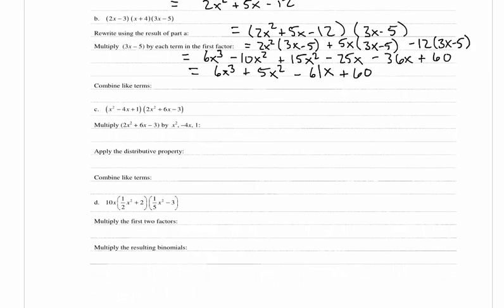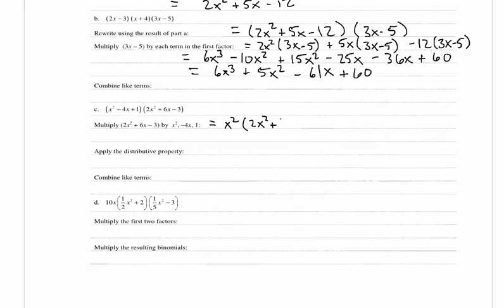In C, we have x squared minus 4x plus 1 times 2x squared plus 6x minus 3. The first thing it wants us to do is multiply 2x squared plus 6x minus 3 by x squared, negative 4x, and 1. Just like we did above when we had the trinomial and the binomial, now we have two trinomials, and we're going to multiply each term in the second trinomial by each of the terms in the first trinomial. So we're going to have x squared, which is the first term in the first trinomial, times each term in the second trinomial.